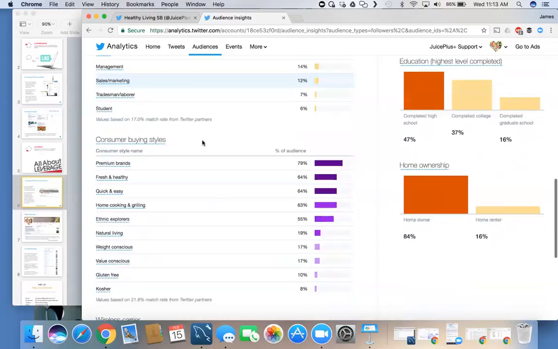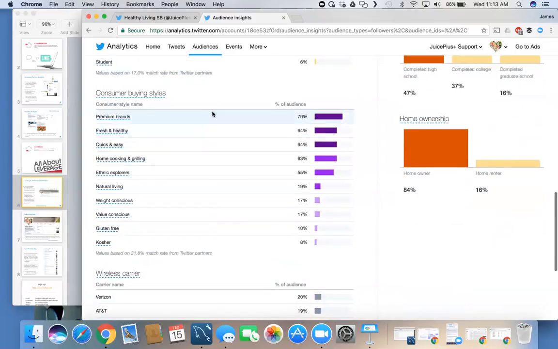But then I also really have gotten a lot of information out of this, consumer buying styles. Okay, so what are people talking about that they're interested in purchasing out of my audience? So premium brands, this flat out says people who shop premium and high-end brands across the grocery store. Okay, so clearly we all know it's more expensive to eat healthy and to eat organic. So my audience is extremely interested in that.